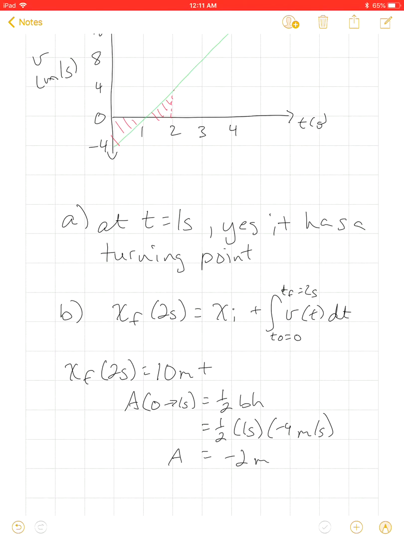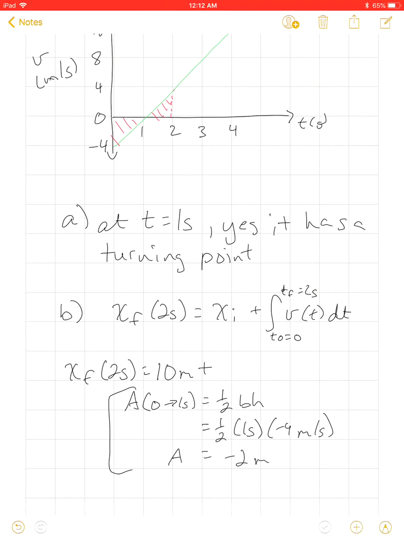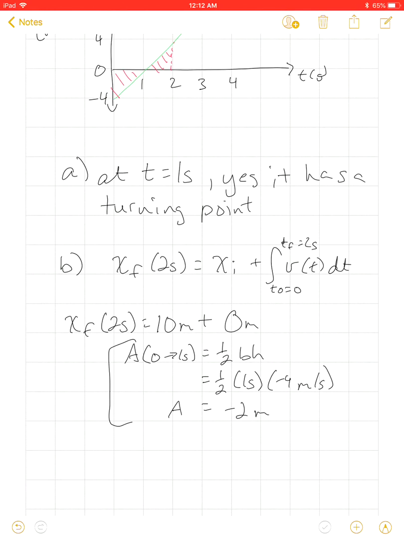So we're going to go back and add this here. Sorry, I don't want to add quite yet. That's the first triangle, right? Well, the second triangle is going to be the negative of that, because it's basically got the same area, but it's above the axis, so it's going to be positive 2 meters, which means that our total area, or our integral, ends up being equal to 0 meters at 2 seconds, okay? So that means at 2 seconds, our position is 10 meters, which is what it was before, okay?